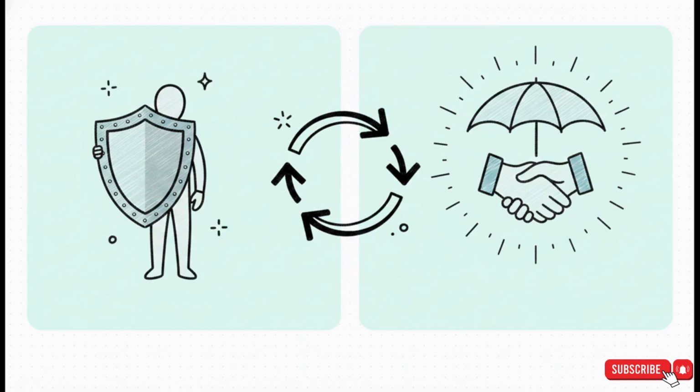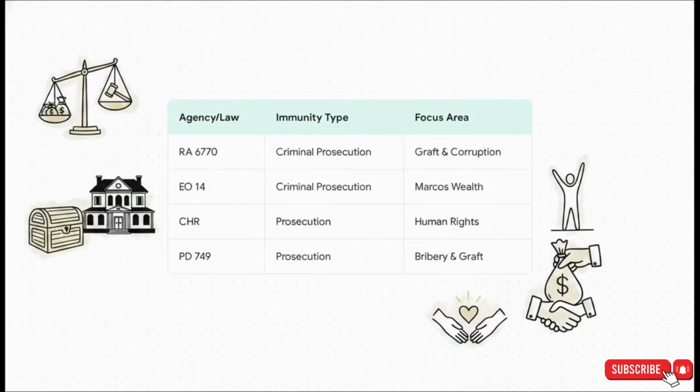The witness is now compelled to testify, but in exchange, they're completely shielded. As a 1L, you've got to know exactly who can hand out these deals. For instance, under Section 17 of the Ombudsman Act of 1989, the Ombudsman can grant immunity in graft and corruption cases. Under Section 5 of Executive Order 14, the PCGG can grant immunity to help recover ill-gotten wealth.